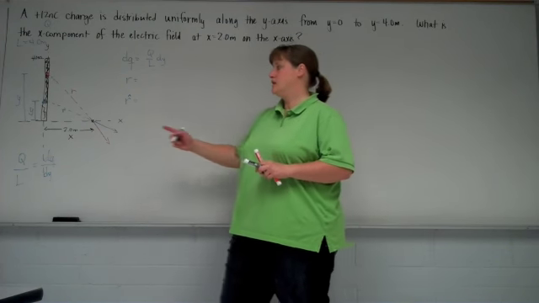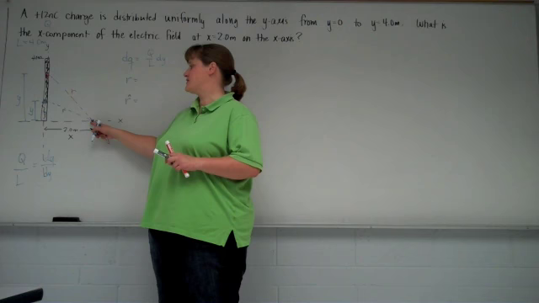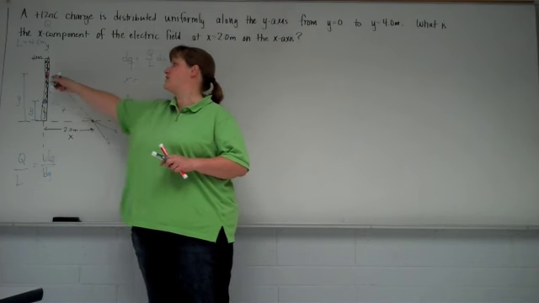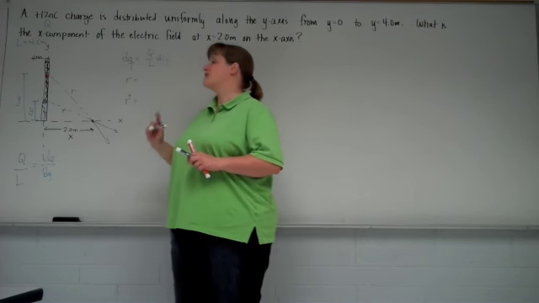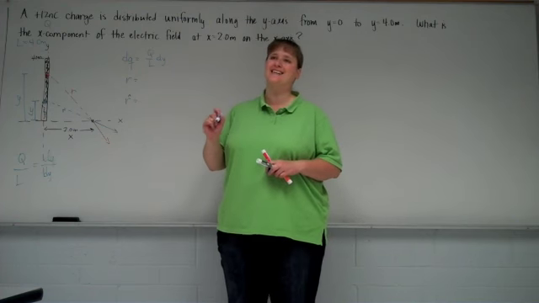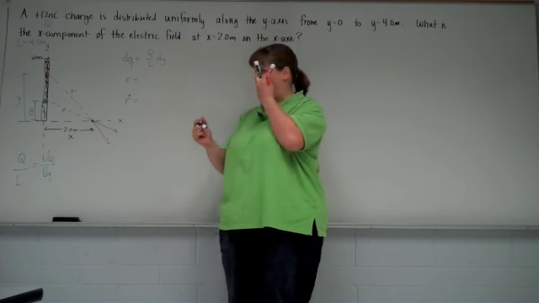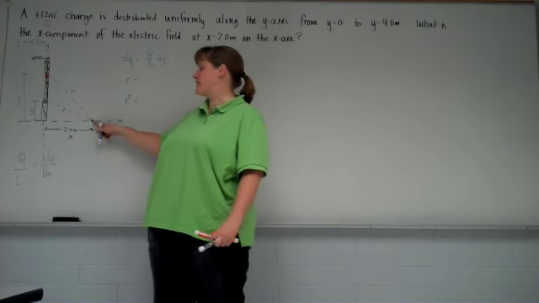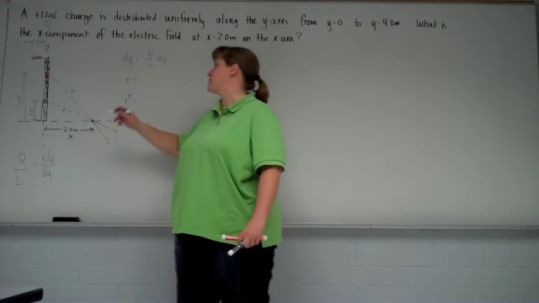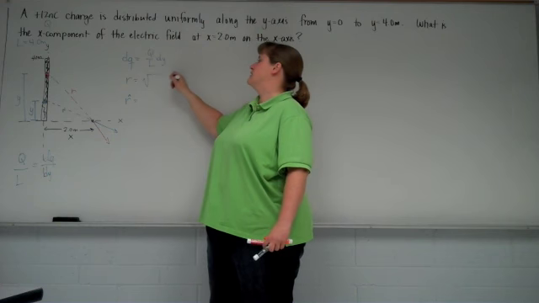Okay, so r. r is the distance from the point we're interested in to whichever one of these charges we're looking at. r is changing, so r cannot be a number. r has to be in terms of our variable y. So using the Pythagorean theorem, the square root of x squared plus y squared is r.